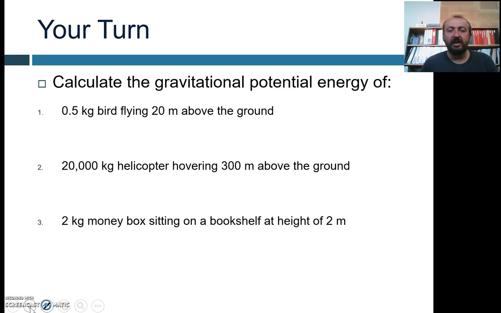So here's your turn. I want you to calculate the gravitational potential energy of a half-kilo bird flying 20 meters above the ground, a 20,000 kilogram helicopter hovering 300 meters above the ground, and a 2 kilogram money box sitting on a bookshelf at the height of 2 meters. If you want to, turn the YouTube clip off, have a go at those, and come back and we'll work through the answers together.